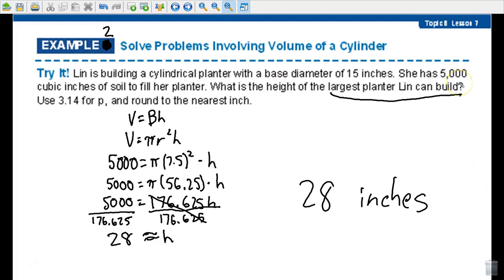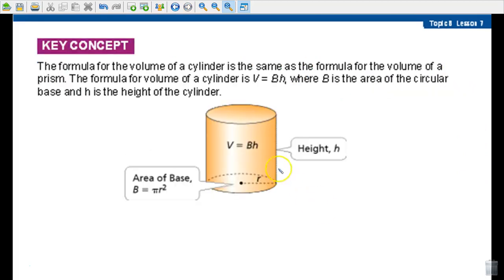All right? Go ahead, write that down. Pause it if you want to write it down because I'm moving on. And here's the key concept, which is basically everything going over. Just following the formula for the volume of cylinders is how you do this whole lesson, okay?